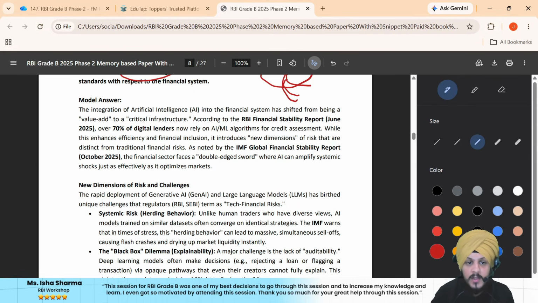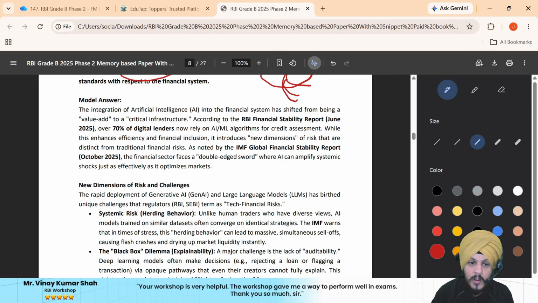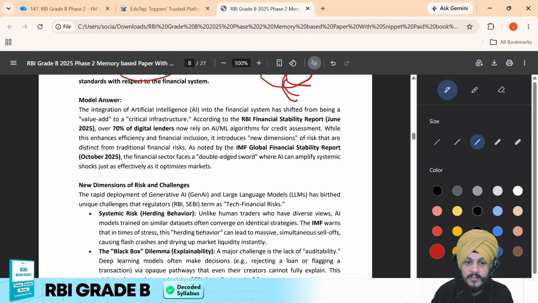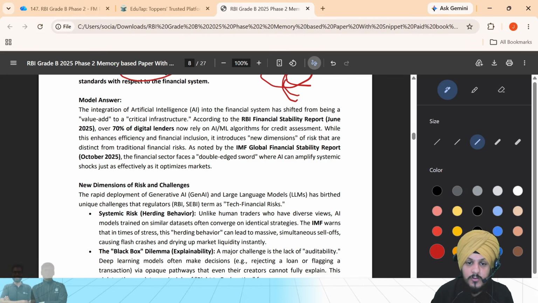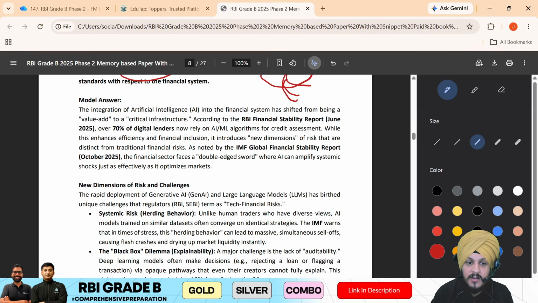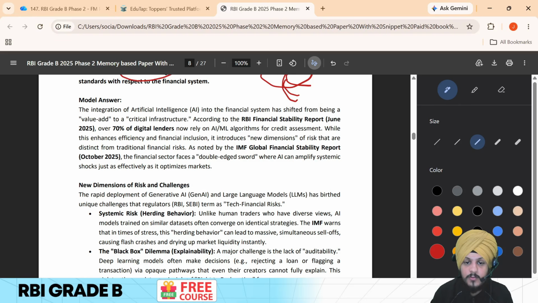So let us see. The integration of AI into financial systems has shifted from being a value add to critical infrastructure. According to the RBI Financial Stability Report, over 70% of digital lenders now rely on AI/ML algorithms for credit assessments. While this enhances efficiency and financial inclusion, it introduces new dimensions of risk that are distinct from traditional financial risks. As noted by the IMF Global Financial Stability Report, the financial sector faces a double-edged sword where AI can amplify systemic shocks just as effectively as it optimizes markets, right?